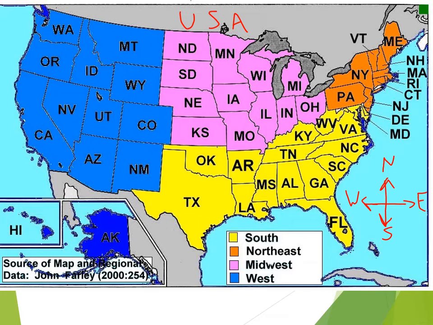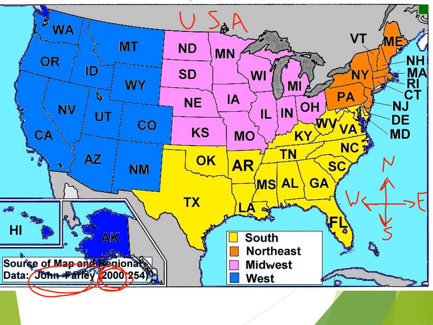Okay. Now moving on to D. D is the date, and we can find the date right here, 2000. Then we can move on to A, the author, and the author is right next to the date, and that is John Farley.